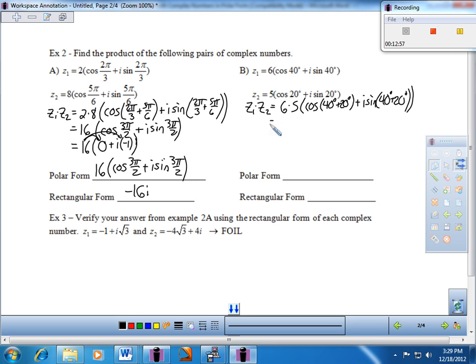And so this one, no worries at all. 6 times 5 gives us the 30. 40 plus 20 gives us 60 degrees. And if it's in polar form, I would say operations in polar form, especially this multiplication, if they're in polar form already, yeah, it's easier than rectangular. You don't have to FOIL, you don't have to do anything like that. Multiply the r's, add the thetas. And so as a matter of fact, there is one answer.